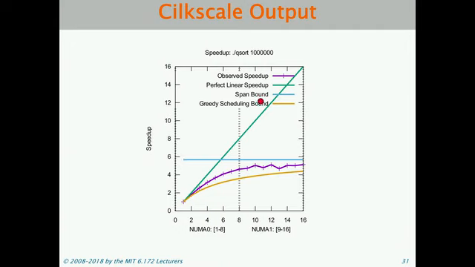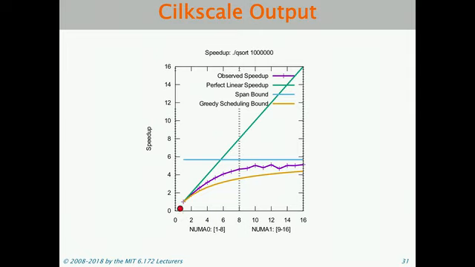The blue line here is the line that you get from the span law. So this is T1 over T infinity. And here, this gives us a bound of about 6 for the parallelism. The green line is the bound from the work law. So this is just a linear line with a slope of 1. It says that on P processes, you can't get more than a factor of P speedup. So therefore, the maximum speedup you can get has to be below the green line and below the blue line. So you're in this lower right quadrant of the plot.